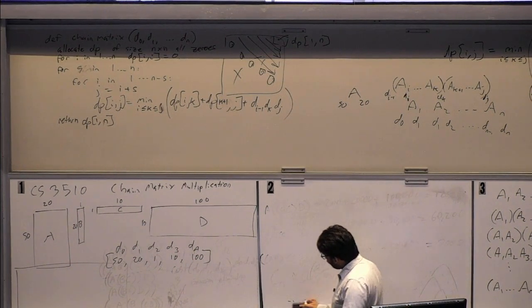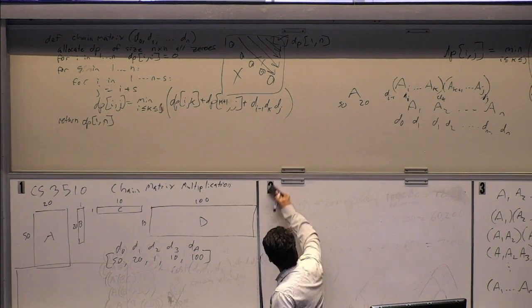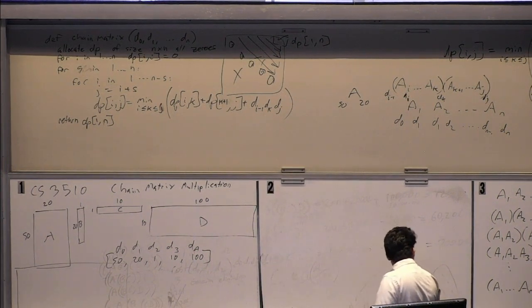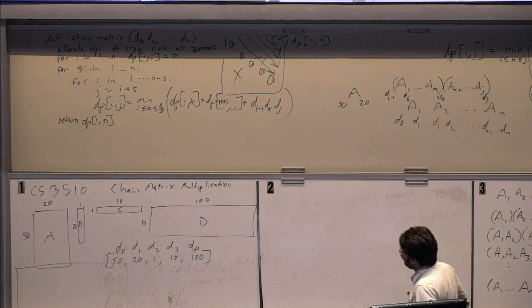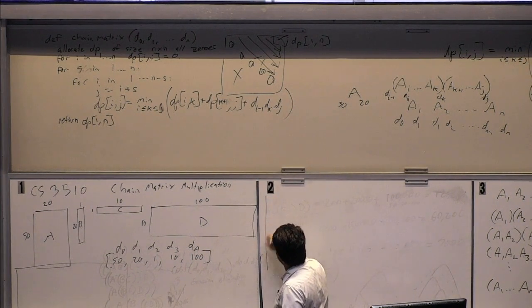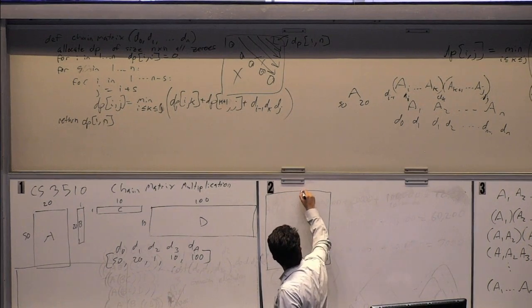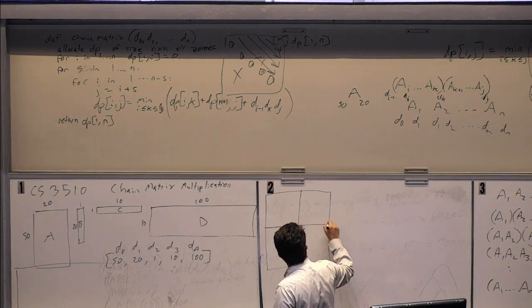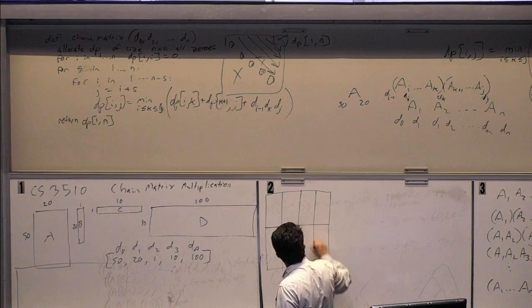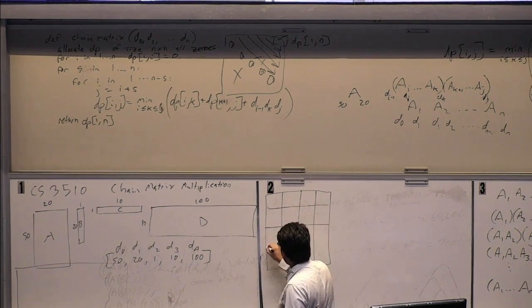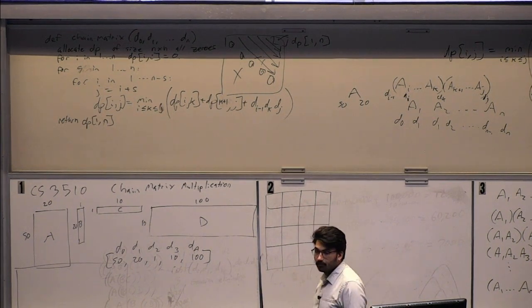This step has a lot of little additions and multiplications, so please double check me as I go through this. I don't want to make any mistakes. Allocate a table of n by n. N is 4. N plus 1 numbers, 5 numbers. So we're only going to have a 4 by 4 table.